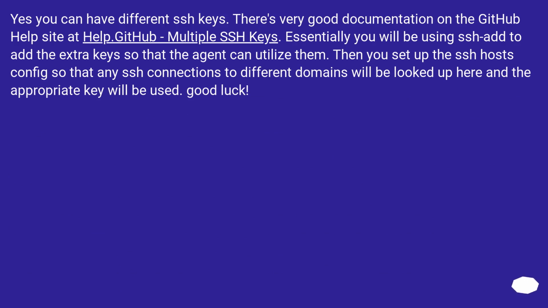Yes, you can have different SSH keys. There's very good documentation on the GitHub help site at help.github, multiple SSH keys. Essentially, you will be using ssh-add to add the extra keys so that the agent can utilize them. Then you set up the SSH hosts config so that any SSH connections to different domains will be looked up here and the appropriate key will be used. Good luck.